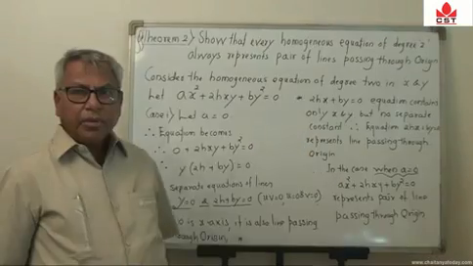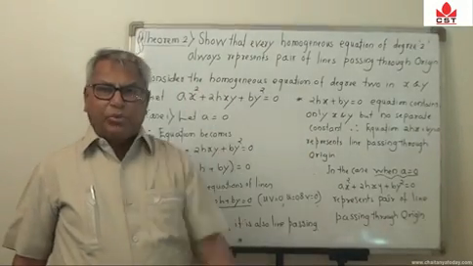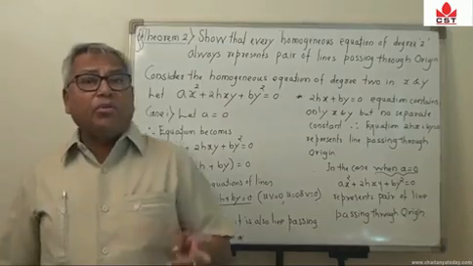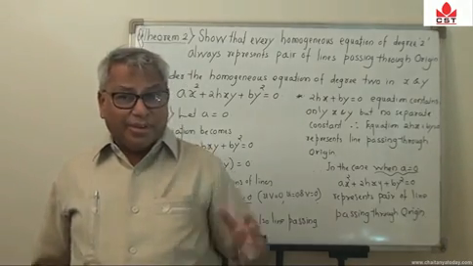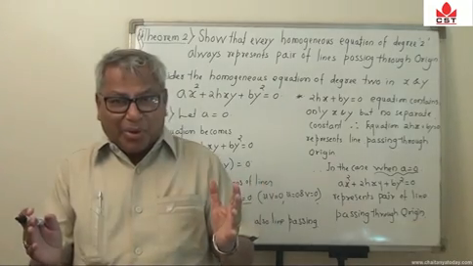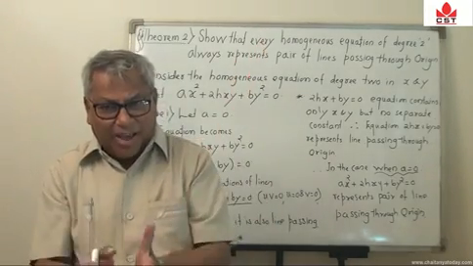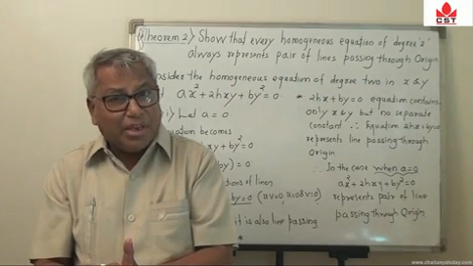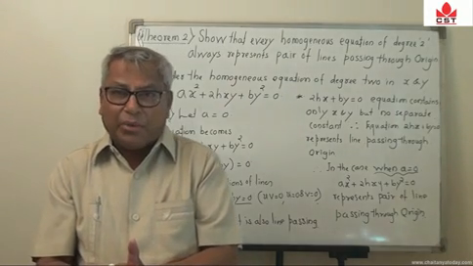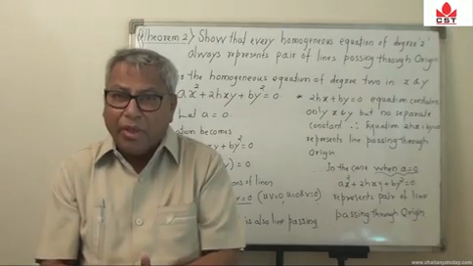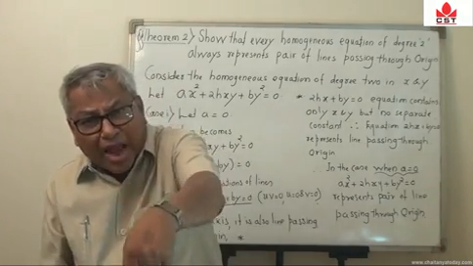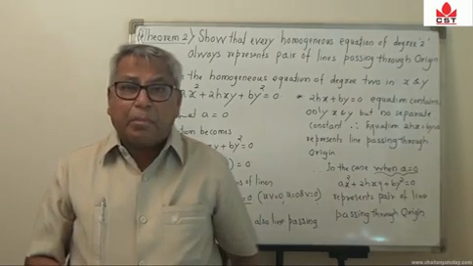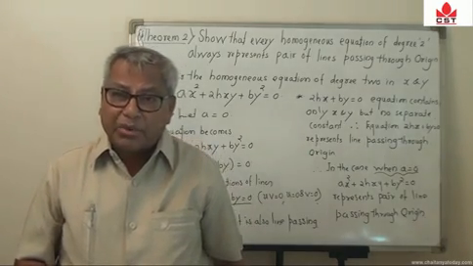Right? Now we come to theorem 2. Observe here, it is the converse of the first theorem. In the first theorem, what have we observed? The combined equation of a pair of lines is a homogeneous equation of degree 2 in x and y. Now we are given a homogeneous equation, and we have to show that it represents a pair of lines passing through the origin.